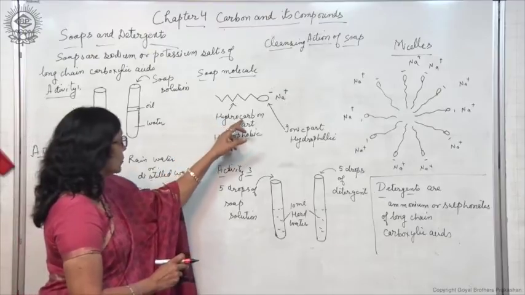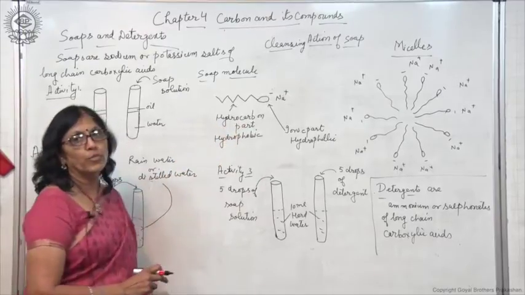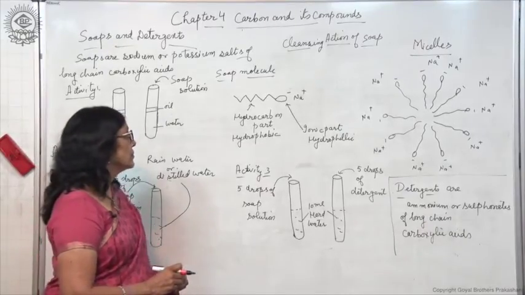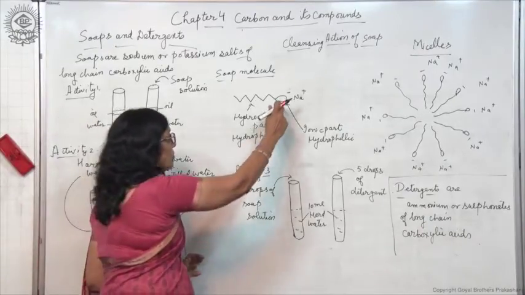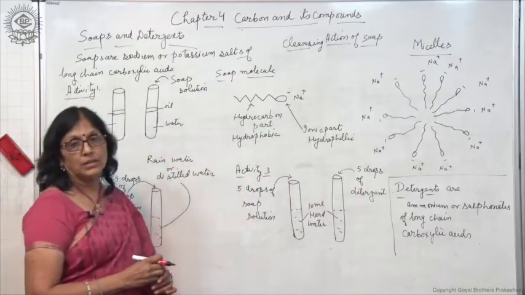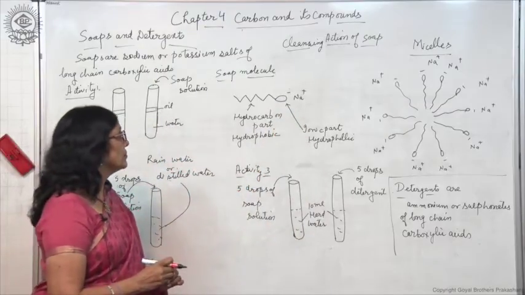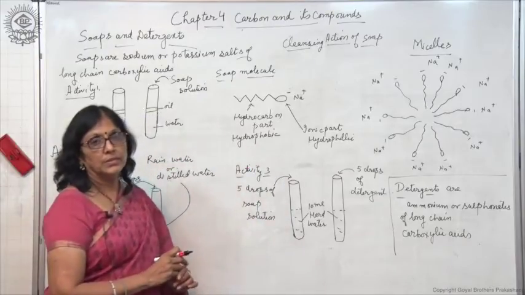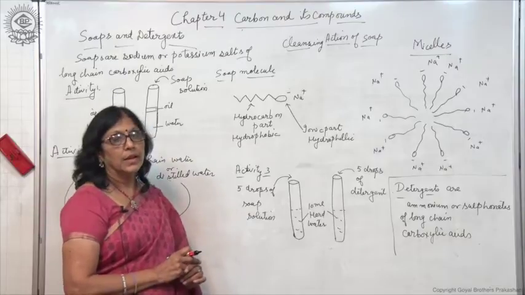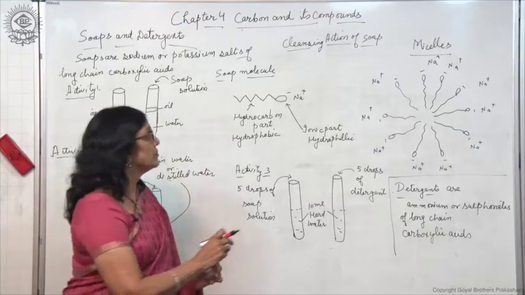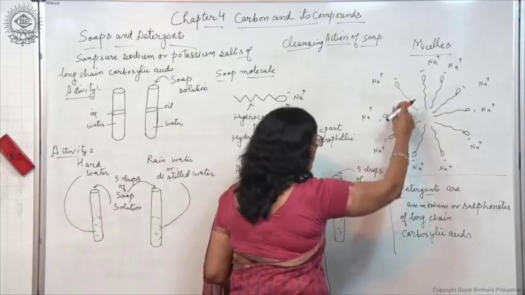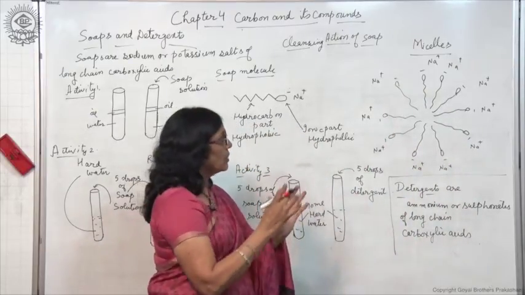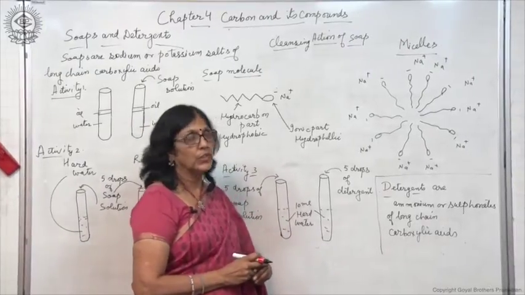The long hydrocarbon part is hydrophobic, water repelling part, and the ionic part is hydrophilic, water attracting part. Now, when soap is dissolved in water, it forms micelles. It forms a cluster of soap molecules in the form of a ball, in the form of a sphere.